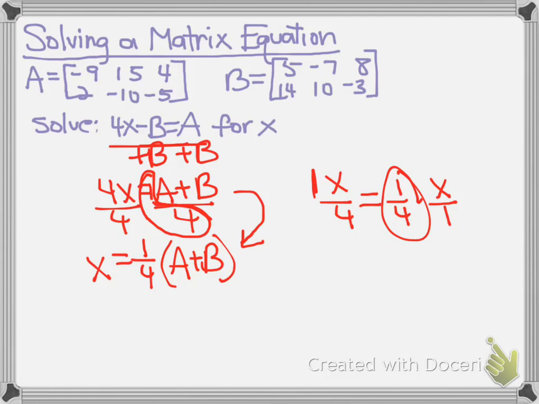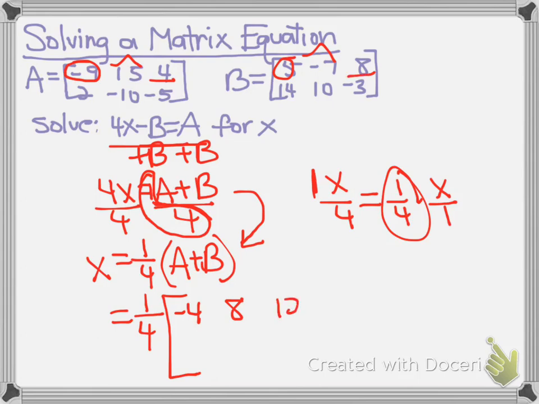Now I'm literally going to plug in. I'm going to take 1/4 of matrix A plus matrix B. I'm going to add negative 9 and 5, and I get negative 4. 15 and negative 7, and I get 8. 4 and 8, and I get 12. 2 and 14 gives me 16. Negative 10 and 10 gives me 0. And negative 5 and negative 3 give me negative 8.